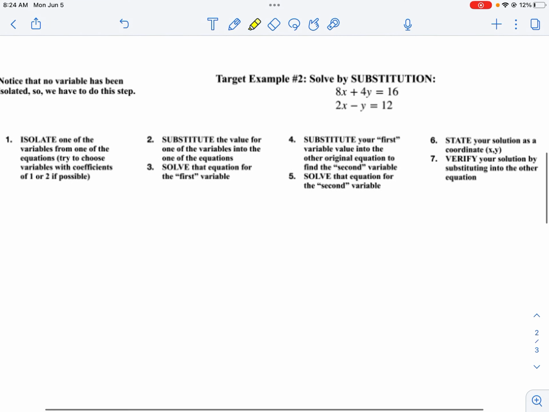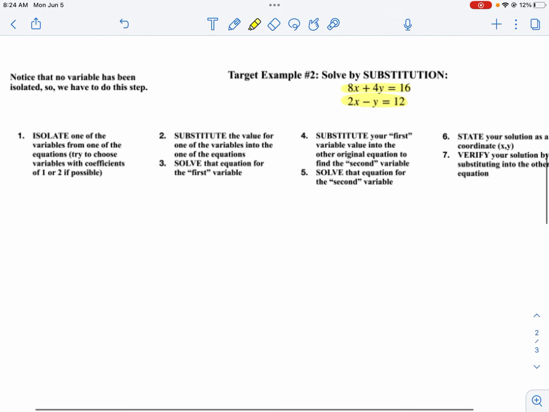These two equations are in standard form rather than slope-intercept form. So we're going to follow our same steps and see if we can solve this system. So again, first step is to isolate one of the variables. Let's look for a variable that has a coefficient of 1 or 2. Well, if I look right here, y has a coefficient of -1. So that's what I'm going to choose to isolate. Remember, it could be any of those 4 variables, but I'll choose that one because it will give me the least possibility for fractions.